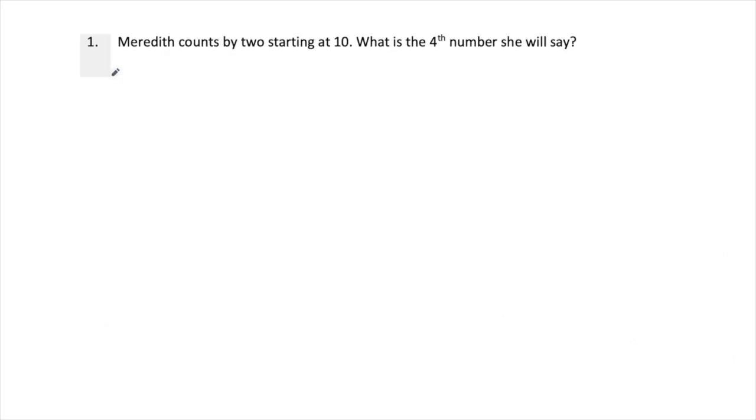For this problem, we have to figure out the fourth number she will say. We know that she counts by 2 starting at 10. So let's count by 2 starting at 10. Our first number would be 10.